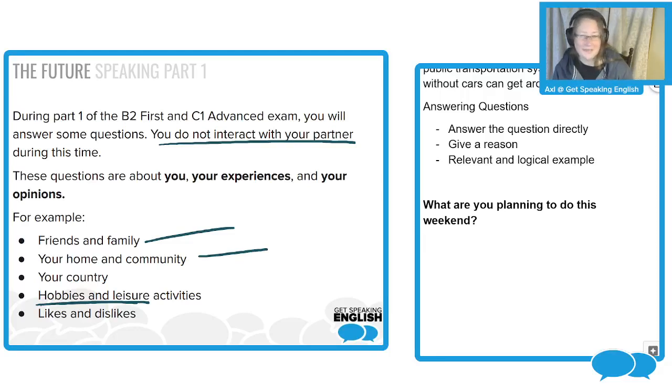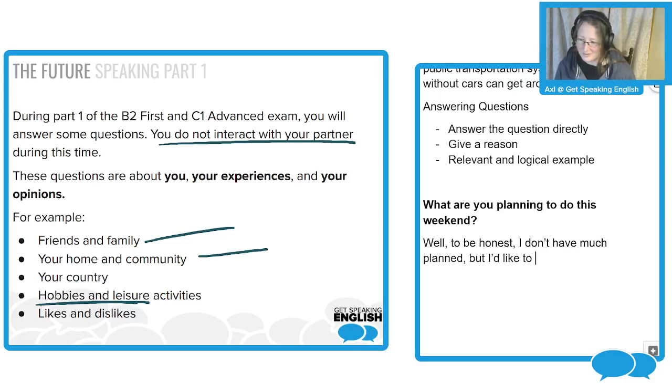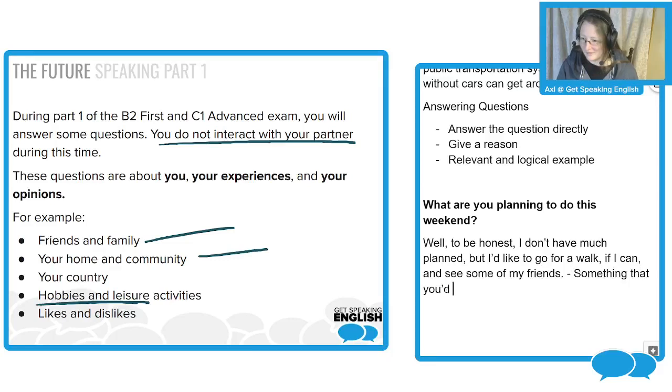We can always remember that these exams are not knowledge exams, they're exams about your English, right? So if you have nothing really planned, you can always make up something if you'd like, or talk about something that you'd like to do. So, what are you planning to do this weekend? Well, to be honest, I don't have much planned, but I'd like to go for a walk if I can and see some of my friends. So that could be a really quick way to answer that question. If you don't have much planned, you could talk about something that you'd like to do, or you could make up something as well.